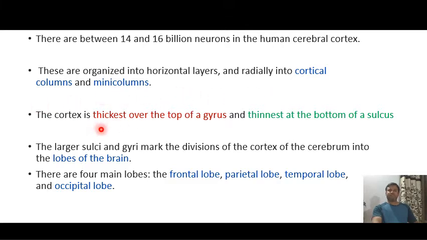The cortex is thickest at the top of the gyrus and thinnest at the bottom of the sulcus. Larger sulci and gyri mark the division of the cortex of the cerebrum into the lobes of the brain, as we have already discussed in the previous slides: frontal lobe, parietal lobe, temporal lobe, and occipital lobe.